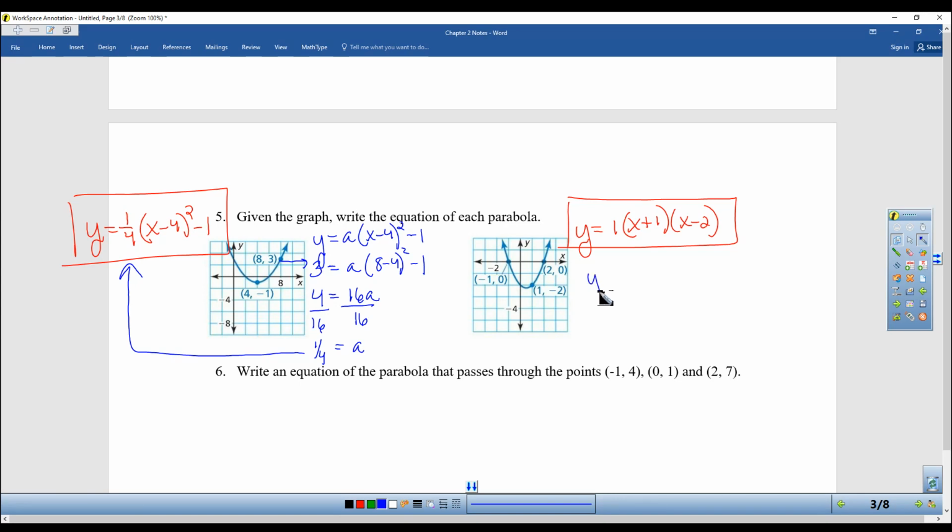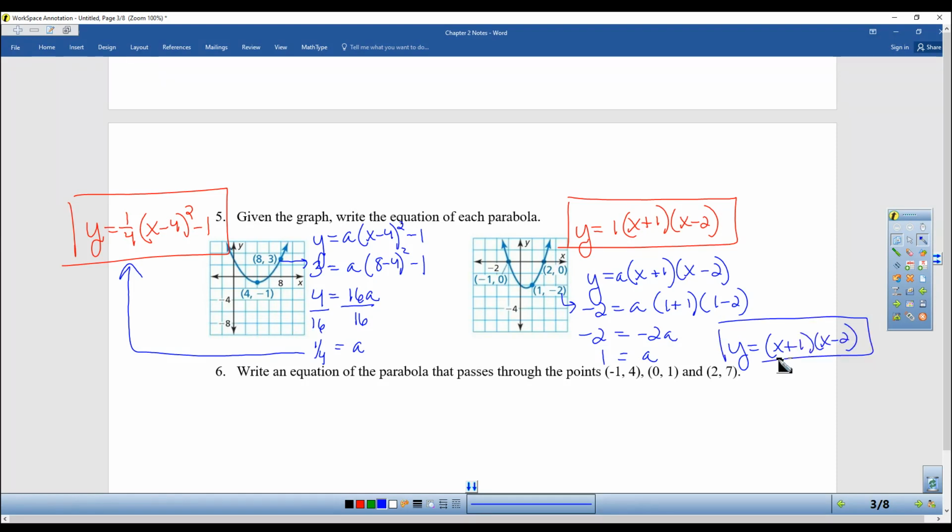On this one, we're going to start with intercept notation. So a times (x plus 1), remember it's always opposite, and (x minus 2). And then I'm going to use this point to find a. 1 plus 1, 1 minus 2. This is 2 times negative 1, is negative 2a, and a is equal to 1. You do not have to write the 1. If you just wrote this, this would be correct. But some people like to write the 1 just so they can see it and acknowledge it.